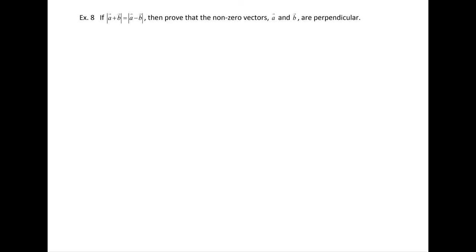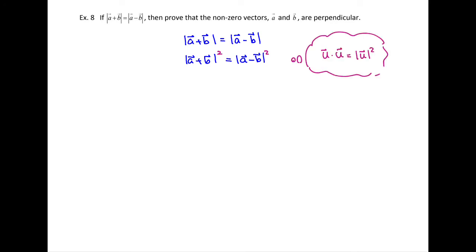Example 8. Given the magnitude of A plus B equals the magnitude of A minus B, we want to prove the non-zero vectors A and B are perpendicular. First, let's write down the given information. Next, we're going to square both sides. The reason is, we know the magnitude of u squared really means the dot product of the vector u by itself. So, I can write vector A plus vector B dot vector A plus vector B equals vector A minus vector B dot vector A minus vector B.